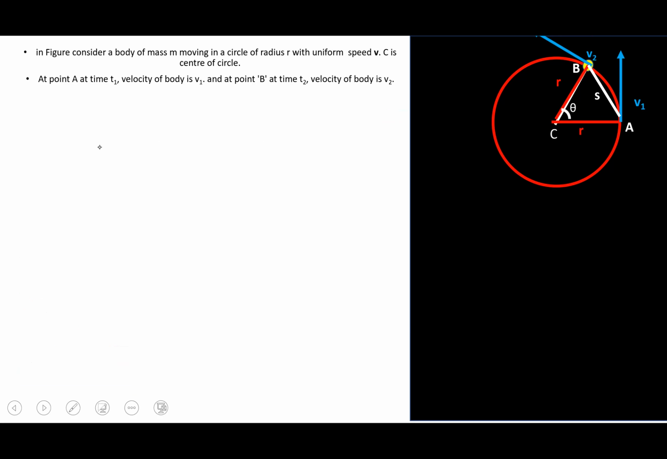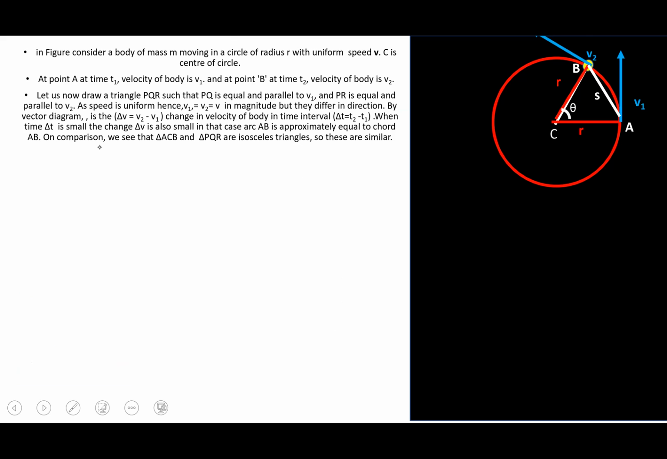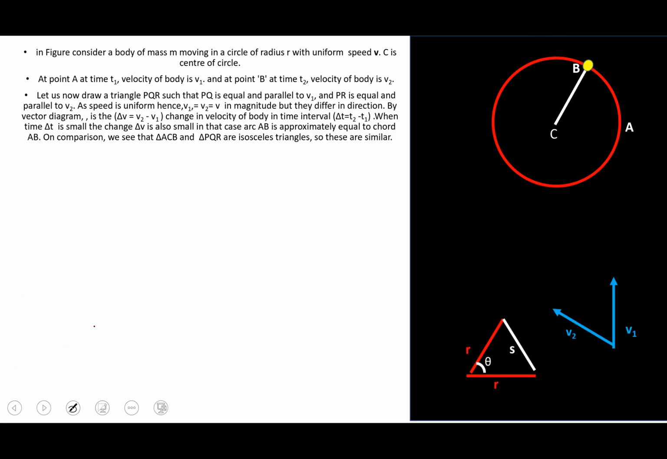On comparison, we'll see that triangle ACB and triangle PQR are isosceles triangles, and so these are similar. Now let us separate these two vectorial diagrams so that there is less confusion. Let us separate the first triangle over here onto the side and the second triangle of the velocity over here.